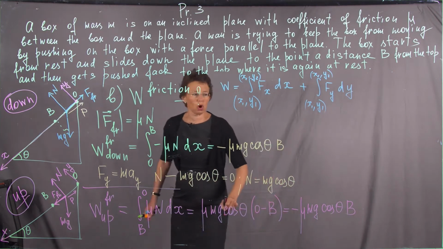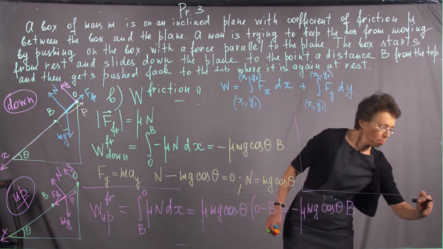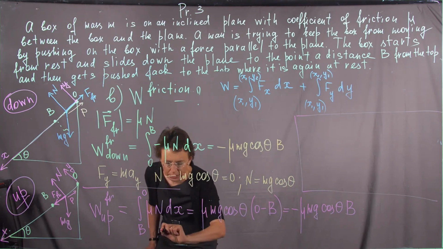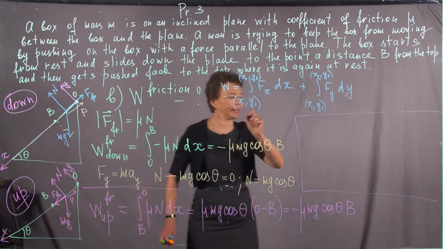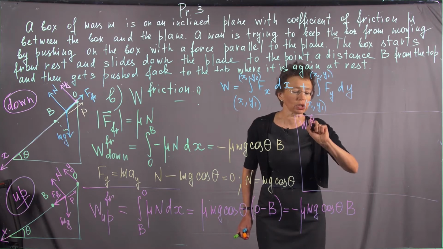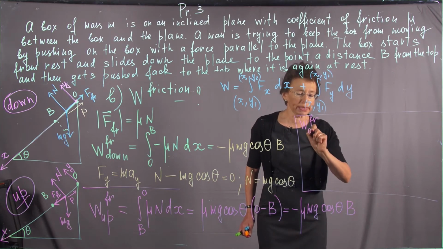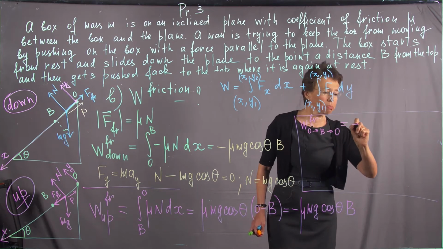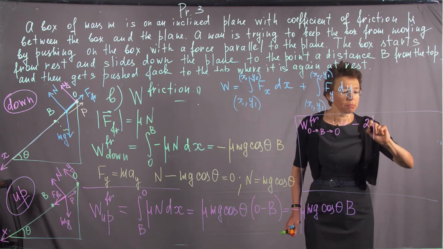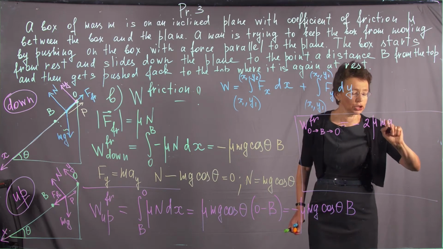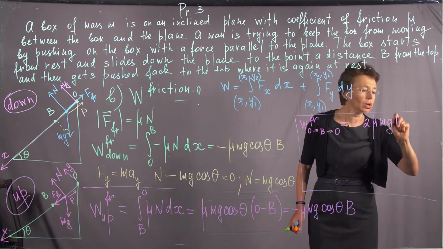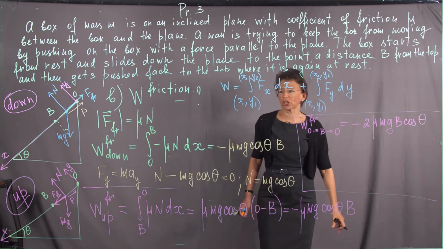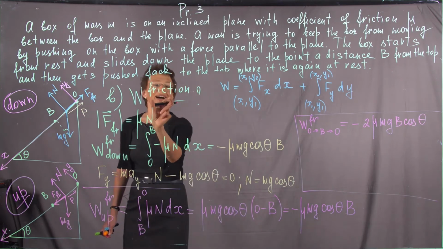So what is work done by friction for the round trip? I think I have space to write it here. Work done by friction when the block moves from 0 to b and then back to 0 is minus 2 mu mg b cosine theta. We answered the question b. What is work done by friction?